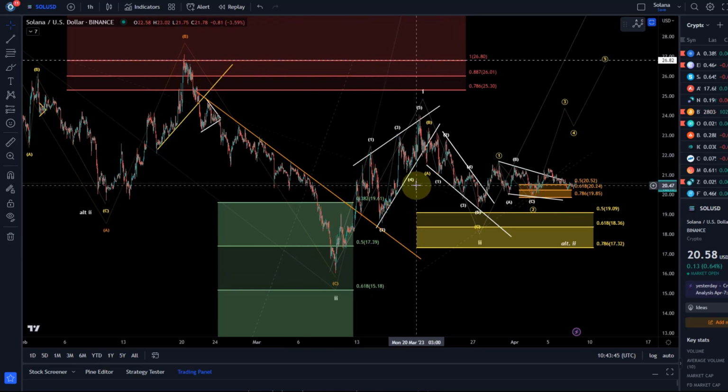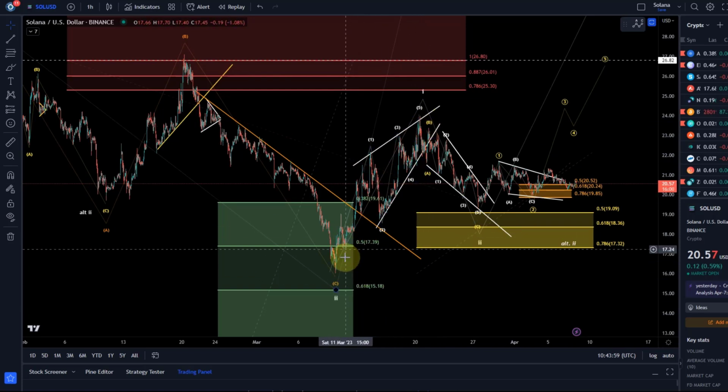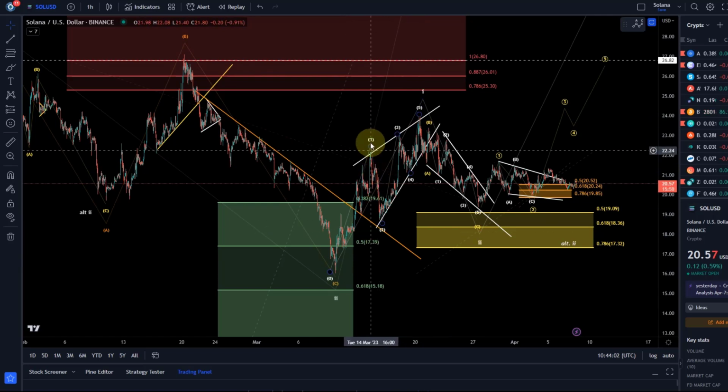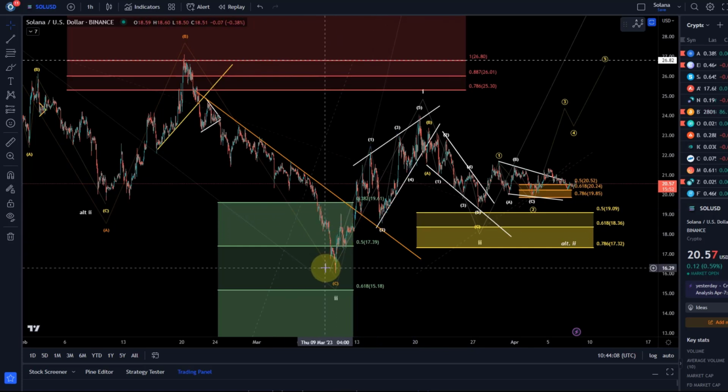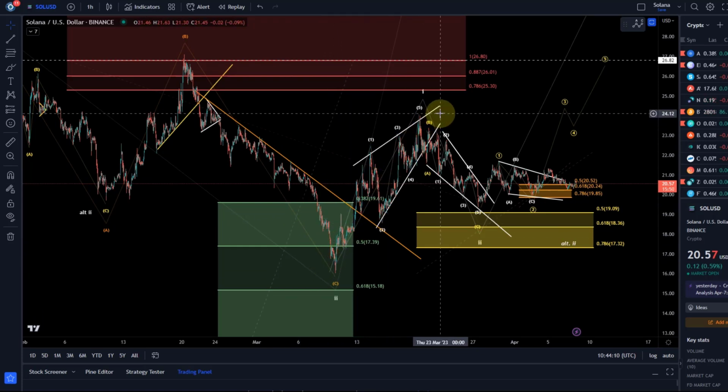Rules in a leading diagonal: typically the subwave structures are corrective, so you deal with unreliable corrective structures in the subwaves. Then you have an overlap between wave 4 and 1. Typically in a diagonal, the bulls are stronger in this case, but the bears are still very strong. That's why you get these sharp sell-offs. It's not that clear which side is winning, even though we have, let's say, a direction to the upside, but it's typically not that clear.